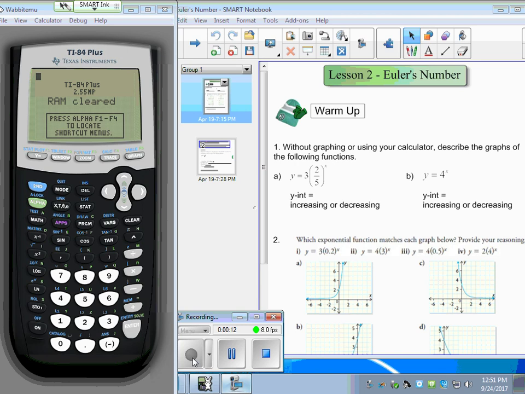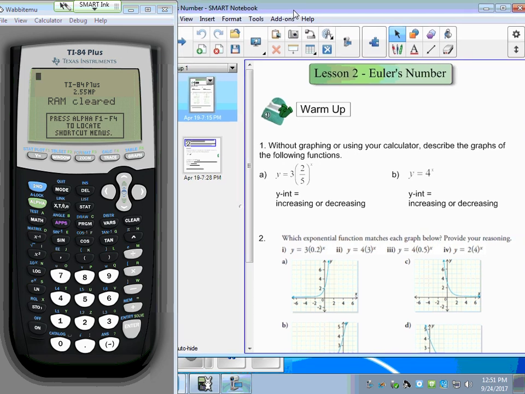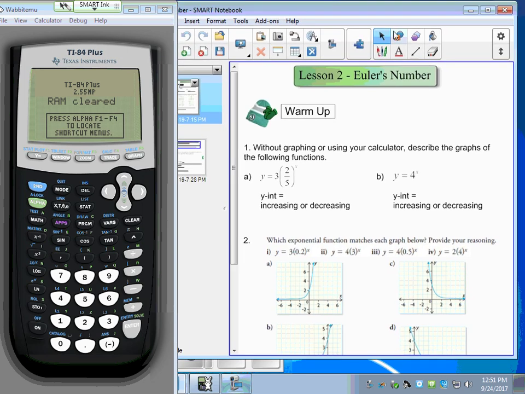So I have a TI-84, which I think most of you have, so you'll be able to follow along whenever we use the calculator. So let's get started with a warm-up.